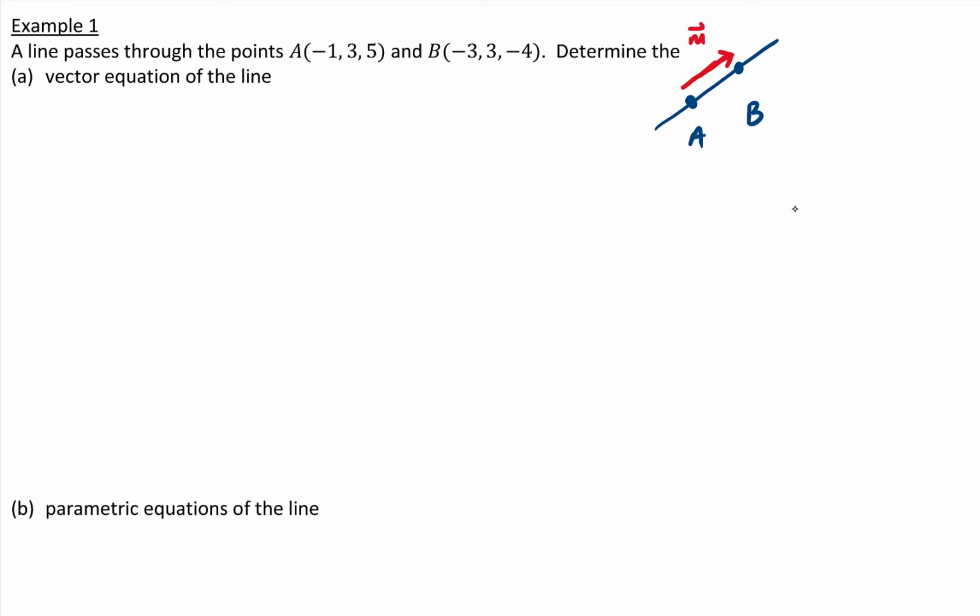So there's our direction vector, and notice that's equal to vector AB. So our direction vector m is equal to vector AB, which has components OB minus OA. So subtracting those 2 vectors, I get -2, 0, and -9. Now remember, this isn't the only answer. I could have gone from B to A, and that could have been 2, 0, and 9. Or I could have doubled my answer and taken 4, 0, and 18. So any scalar of this vector is a direction.